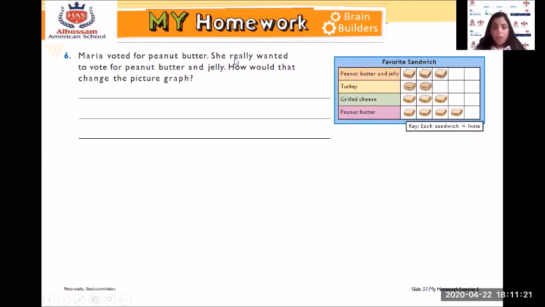How would that change the picture graph? She really wanted to vote for peanut butter and jelly. She voted for peanut butter first. So here 4 votes for peanut butter. And Maria wants to change her opinion. So here I'm going to cross this out and I'm going to add it to peanut butter and jelly, which is my favorite sandwich. So how would that change the picture graph as you see?